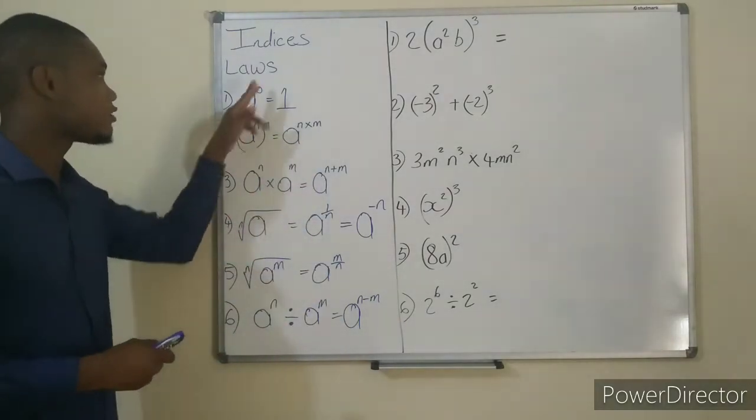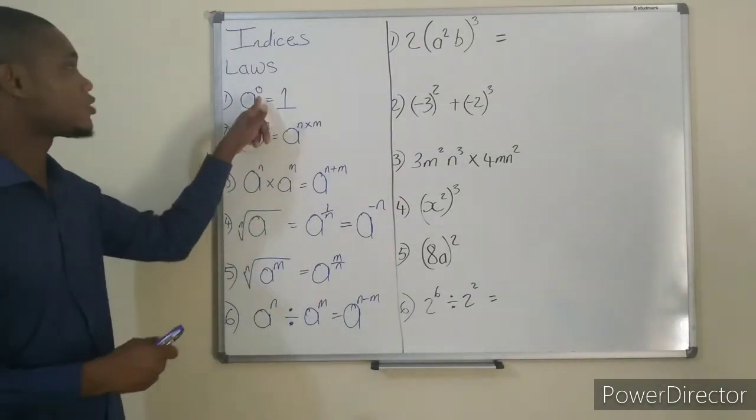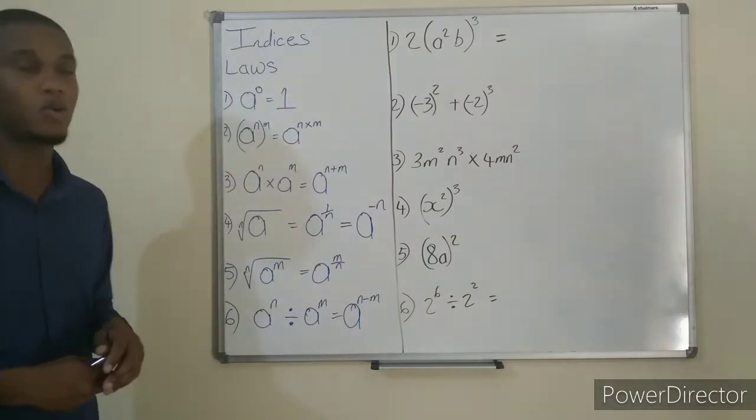So the first one says a raised to the 0 power is equal to 1, meaning any number in math that you raise to the 0 power will always give you a value of 1.